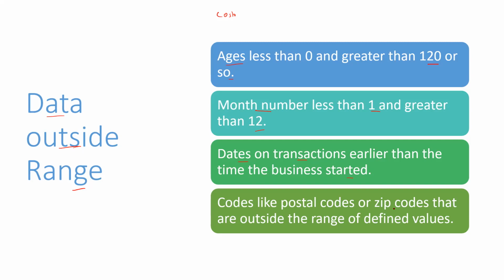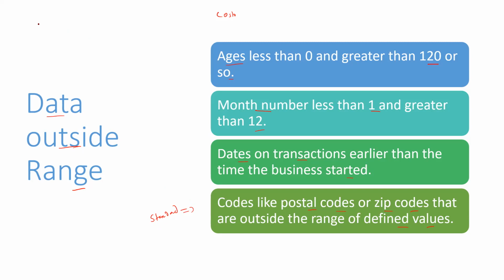Also postcodes or zip codes that are outside of the defined range. Postcode and zip code are standard codes, so they should be specific, standardized codes, and they should not cross the range.